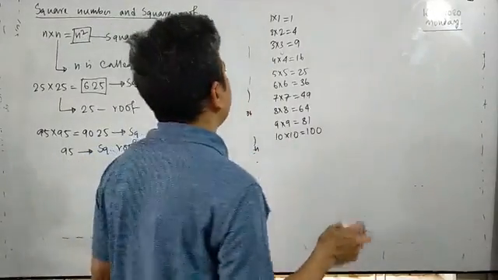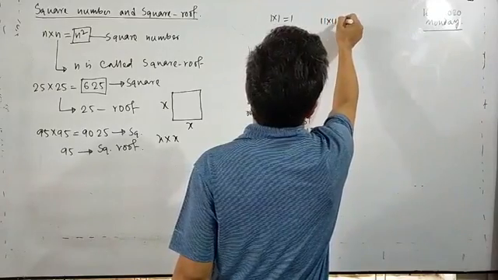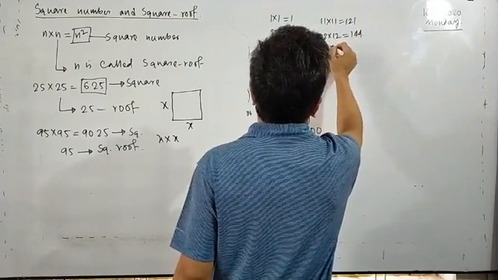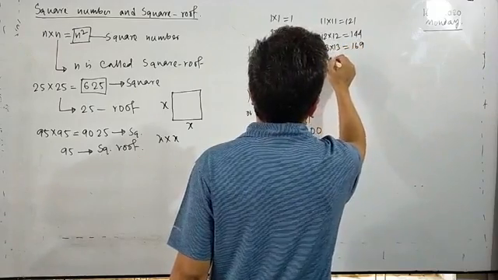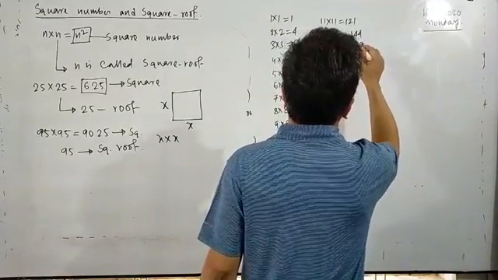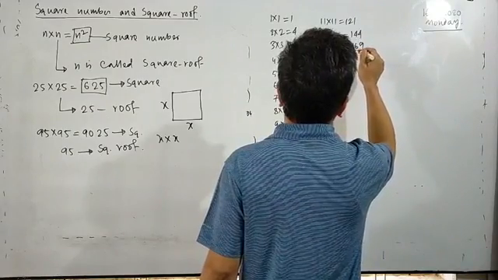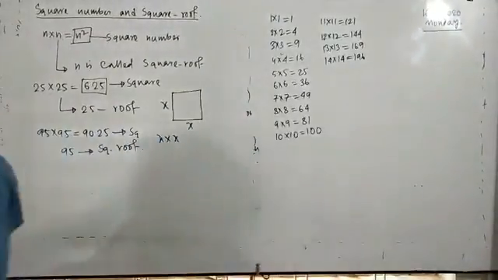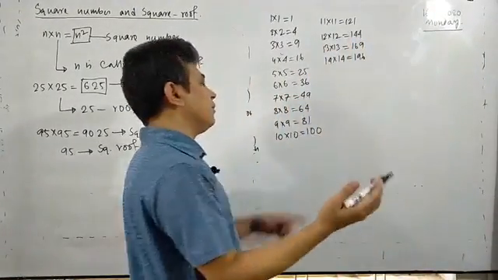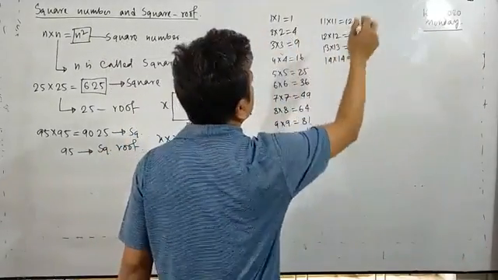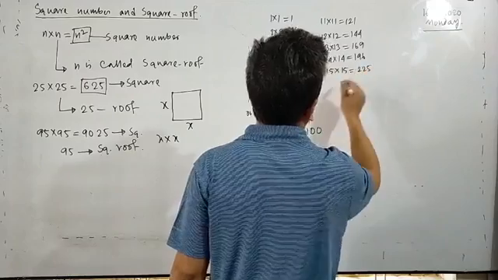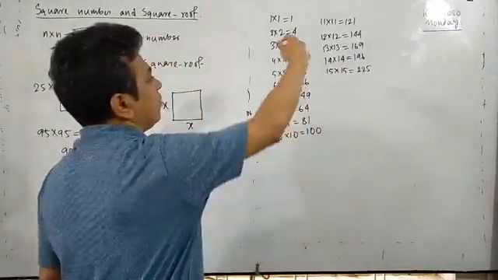We can do the same way. 11 into 11 equals 121. 12 into 12, it is 144. 13 into 13, it is 169. 14 into 14, what is it? 196, I think, right? 196. And so on we can write. Look at that here. Every single number, we can multiply by itself. We can write the whole thing up to 20, it will take a little time, but no problem.